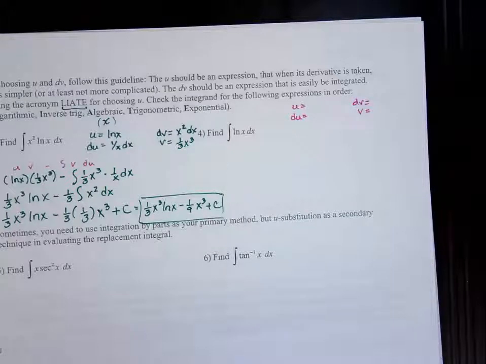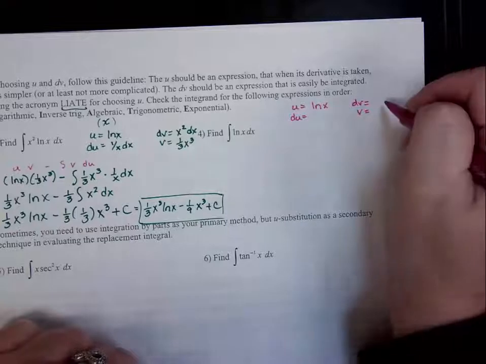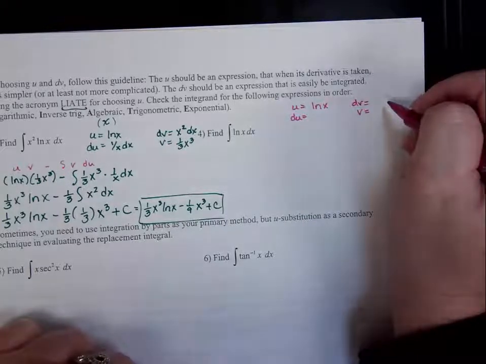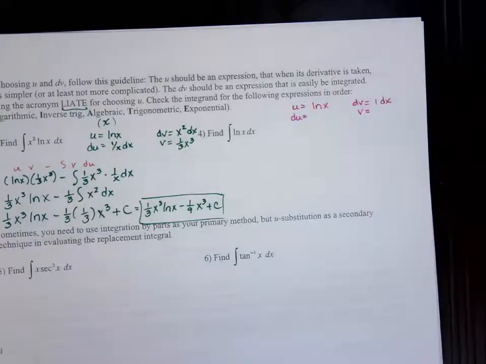Okay? Based on our acronym, LIATE, however you want to say it. I don't want to say it latte because then you'll say L-A-T-T-E. No, it's not latte. I like latte. Latte's good. The I is silent. Okay. What is u? ln of x. It's the first thing we see. Which means that dv is what? What's left? 1 dx. Exactly. It's 1 dx. That's all that's left.